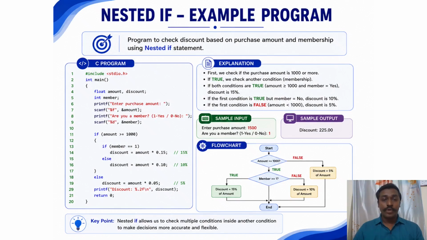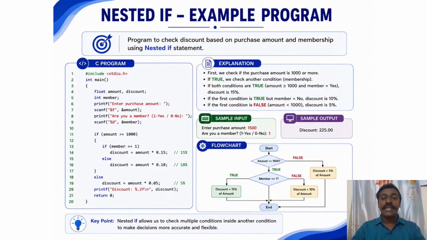Now one example program. Suppose you are going to purchase something and you have an amount of 1500. The condition is: if you have more than 1000 rupees and you are a member in that particular shop, then you get a discount of 15%. If you have more than 1000 rupees but you are not a member, then you get 10% discount. If you have neither, then you get a discount of 5%. Now that is the program.